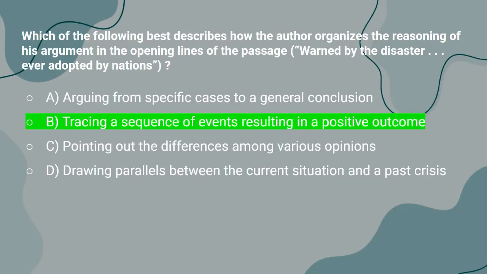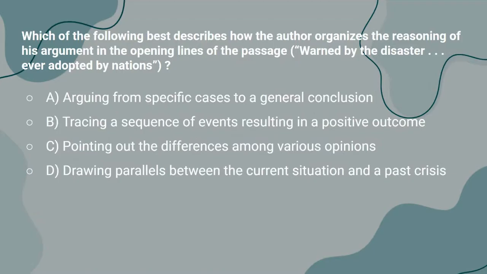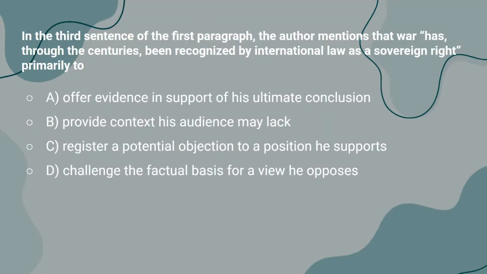So if you look back, you can see he's talking about how it may not absolutely guarantee peace, but it's the best preventive measure ever adopted by a nation. So that's why it's going to be B. Let's move on to question number 2.